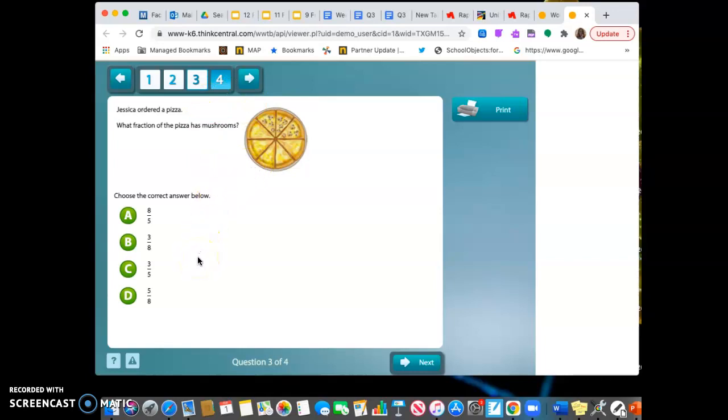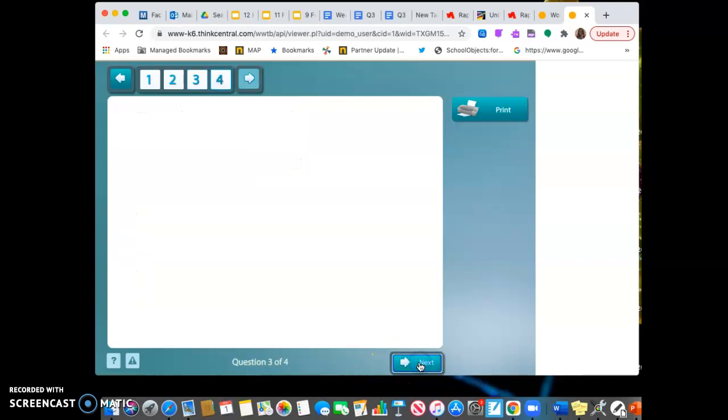Okay, so which part are mushroom? 3/8 or 5/8? Well, 5/8 are cheese, correct? But B, 3/8 are mushroom. Let's see if you got that right. I don't even know how to tell on this thing, but you did, trust me.